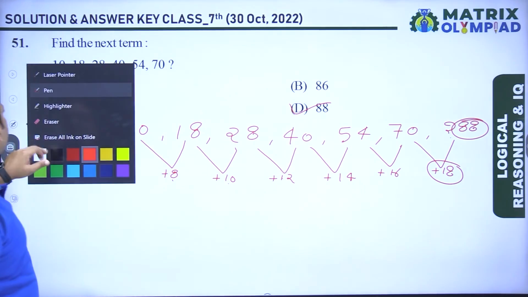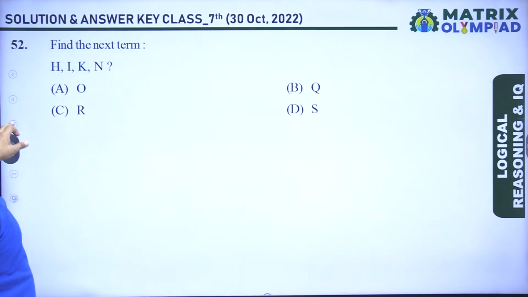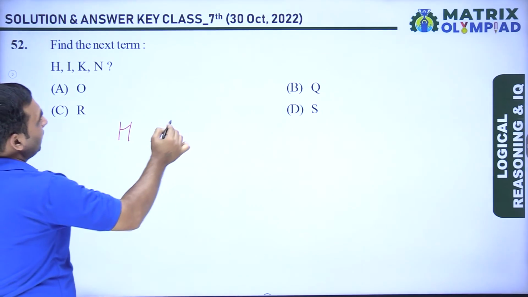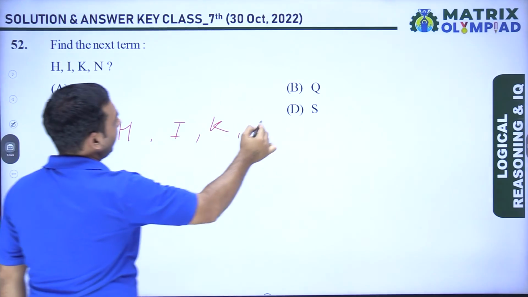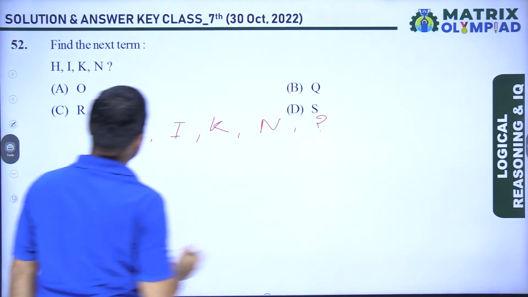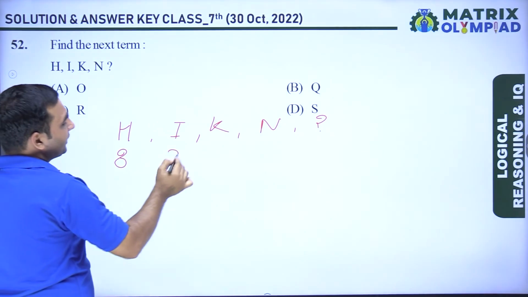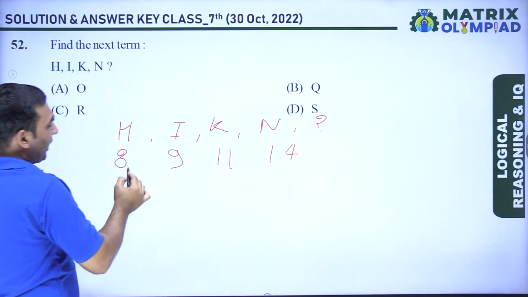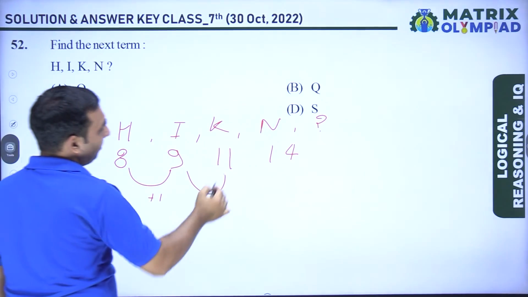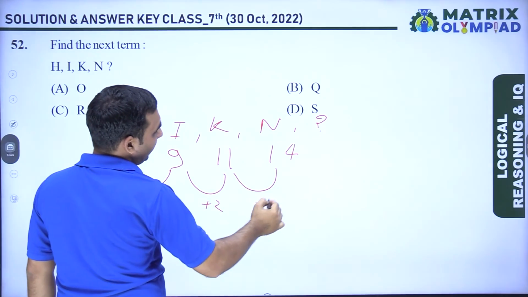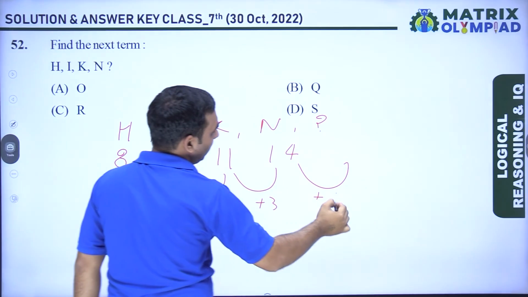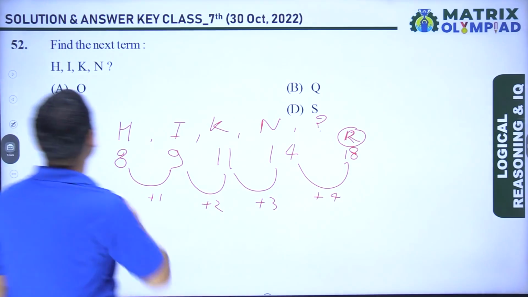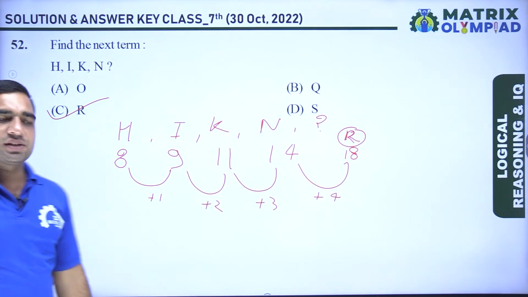Our next question is question number 52. Find the next term: H, I, K, N. What is the next term? H is the 8th letter, so the positions are 8, 9, 11, 14. We add plus 1, plus 2, plus 3, then we add plus 4, so 18. 18 means R. Our answer is R. Option C is the correct answer.